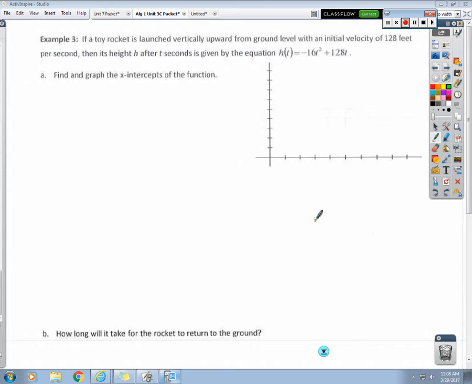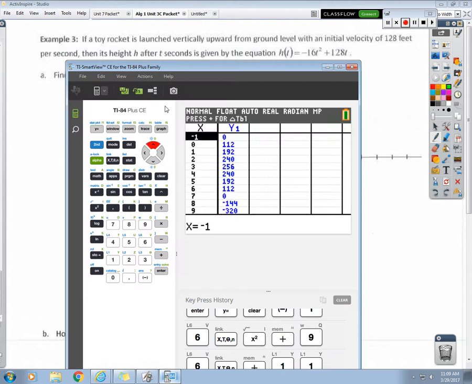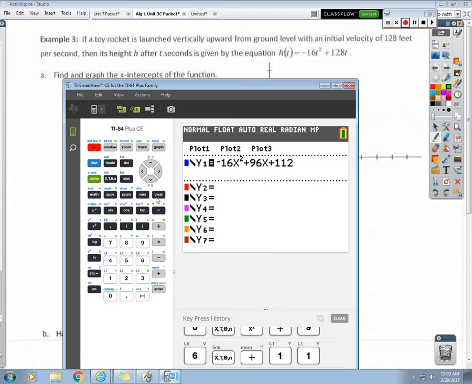If a toy rocket is launched vertically upward from ground level with an initial velocity of 128 feet per second, then its height h after t seconds is given by the equation h of t equals negative 16t squared plus 128t. Find and graph the x-intercepts of the function. Okay, so obviously we first need to graph it. Y equals negative 16t squared plus 128t.